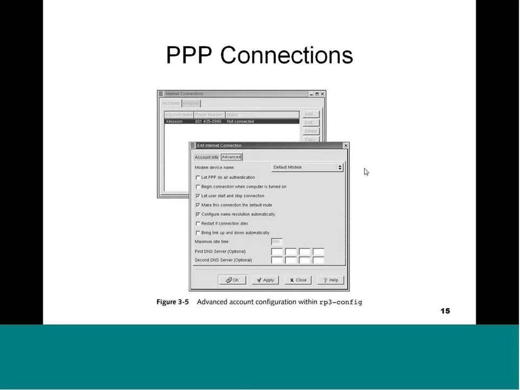So here is one example of how we set up the PPP connection. There are many options. One is to let PPP do all my authentication, and begin the connection when the computer is turned on. You may or may not want to do that. Then let the user start and stop the connection. I think this is a good option, so that the machine doesn't shut you down when it needs.